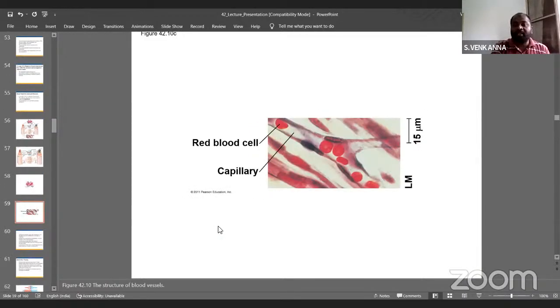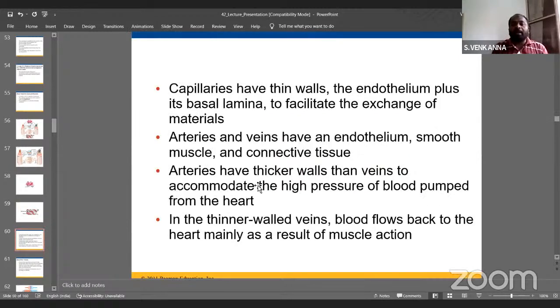So red blood cells and capillaries, for example, electron microscope, TEM, SEM, scanning electron microscope images like that. The red blood cells and capillary images here, observe this picture clearly. The capillaries have thin walls, the endothelium plus its basal lamina, which facilitates the exchange of materials. So this endothelium layer is a very thin layer. Why? Because this is the pumping and supplies the materials and exchange of the gases.